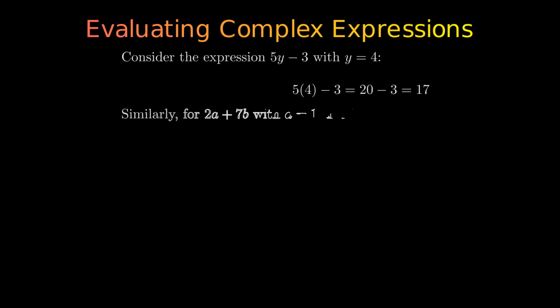Consider the expression 5y minus 3 with y equals 4. 5 times 4 minus 3 equals 17. Similarly, for 2a plus 7b with a equals 1 and b equals 2, 2 times 1 plus 7 times 2 equals 2 plus 14 equals 16.